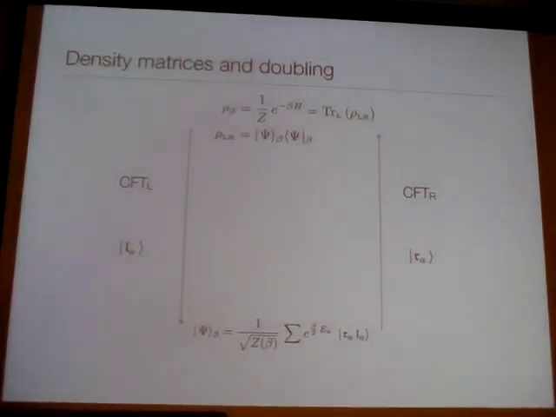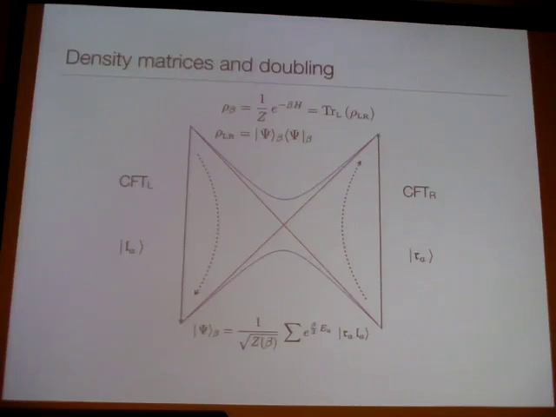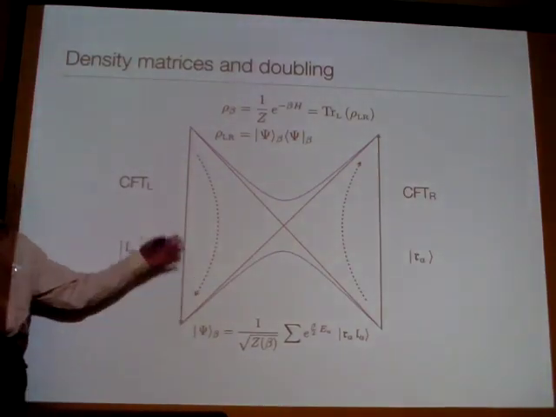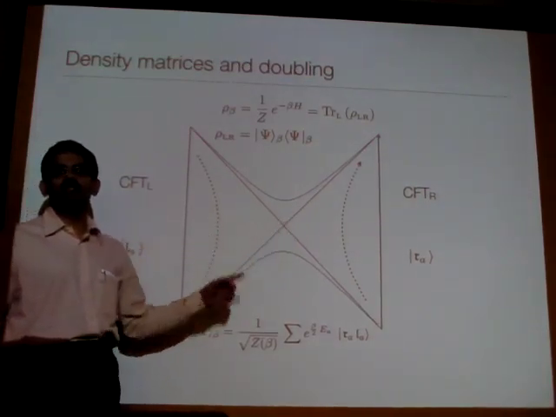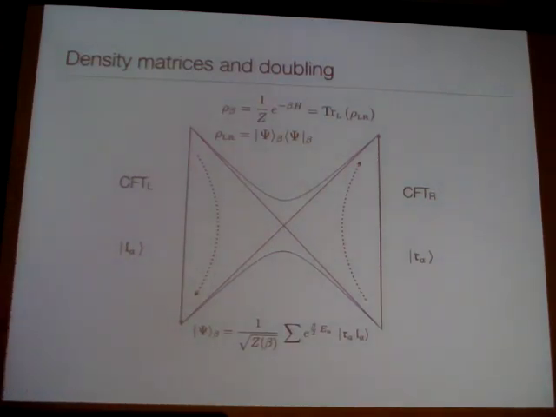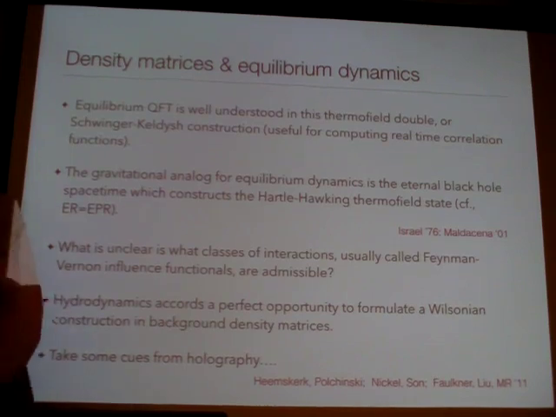What gravity does for you is something remarkable. It builds a black hole if you want to construct this equilibrium state. If I go back to my picture where these states lived on the boundary of some space-time, in gravity what I actually have is a black hole that bridges these two sets of states. That's exactly how the black hole I used as my starting point for hydrodynamics looks in this AdS space-time. So this is all old hat. This is very well understood in equilibrium quantum field theory by people like Schwinger and Keldysh, and in the context of black holes by Hartle and Hawking, and it plays a role in this new slogan, ER equals EPR.